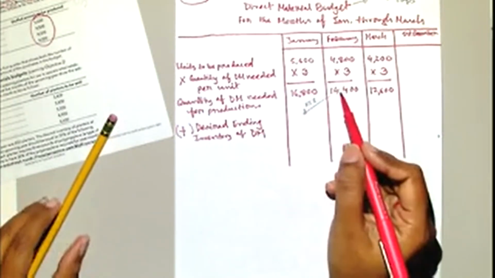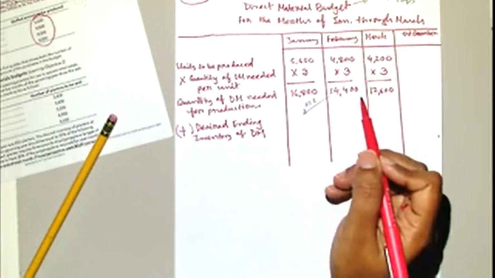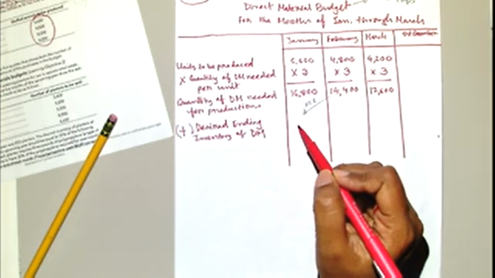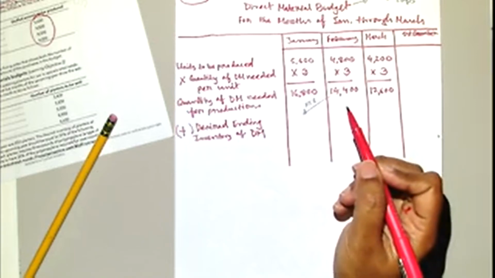So if you take 25% of February's production need, which is 14,400, Anthony, what should be your ending inventory for January? Or who can help me? Joe or Anna?